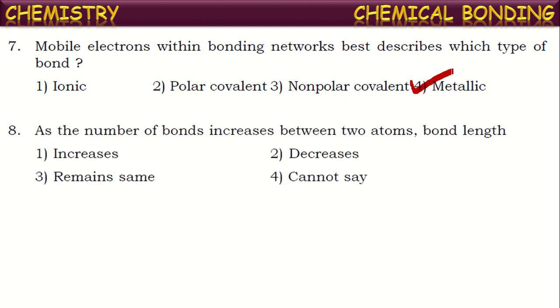Next, as the number of bonds increases between the two atoms, the bond length. So between two atoms, if the number of bonds increases, then bond length decreases, because as the number of bonds or electron pairs shared between two atoms increases, both nuclei are held strongly to one another, meaning they come close. As a result, bond length decreases.